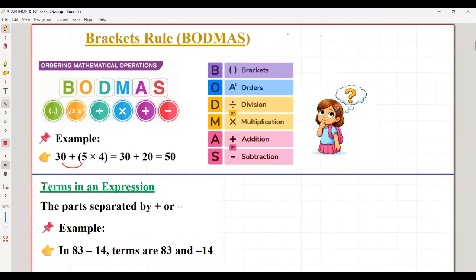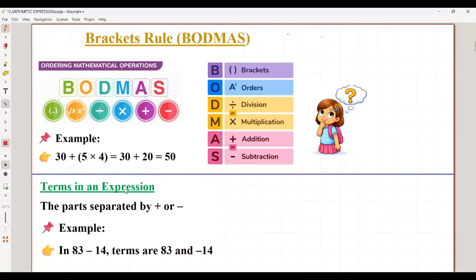So what do you have to do first? We have to simplify the bracket first. B stands for bracket. 5 fours are 20. Now here 30 you will write as it is. So 30 plus 20 is 50.